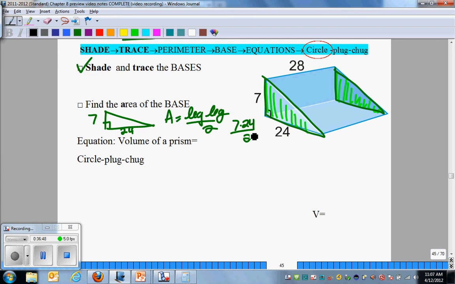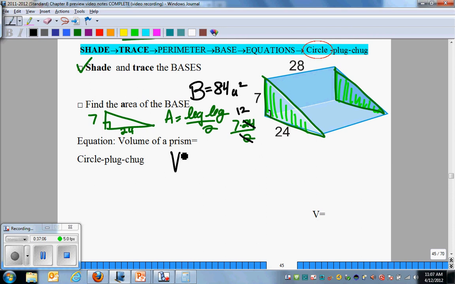We actually did this earlier here. That goes in there 12 times. So 7 times 10 is 70. So it's 84. So the area of my base, notice I'm using a capital B here, is 84 units squared.